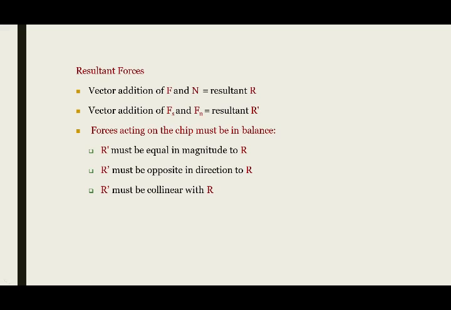There is only one possible condition: R dash must be equal in magnitude to R. For that, R dash and R will be in opposite directions, and R dash must be collinear with R. These three conditions will result in balancing the force acting on the chip, by virtue of which the machining will be properly carried out.